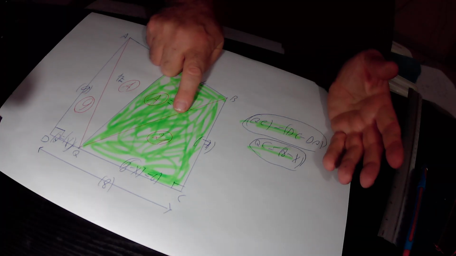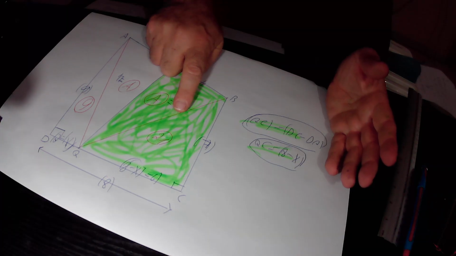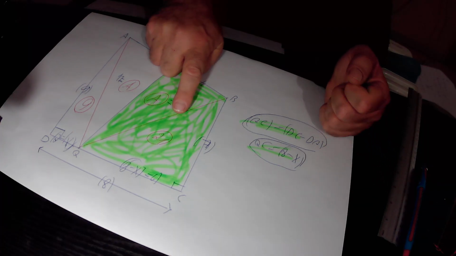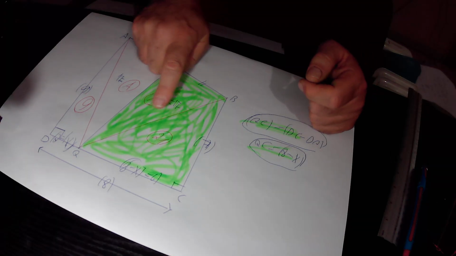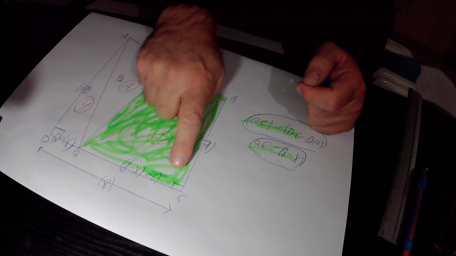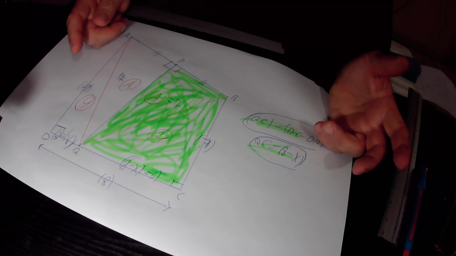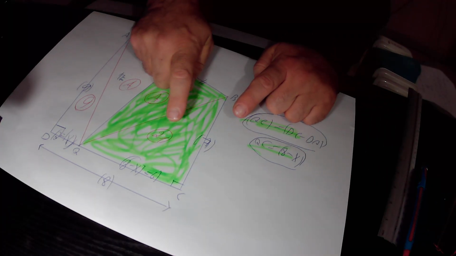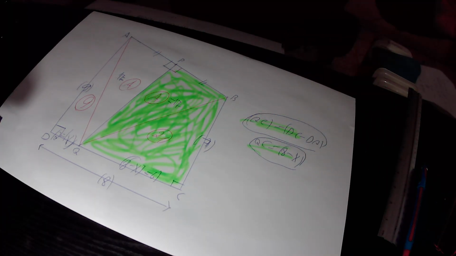The fourth component is the green triangle QBC. The area of this green triangle QBC equals the base QC, that is 6, times the height CB, that is 7 over 2. 6 times 7 is 42, and 42 over 2 is 21.